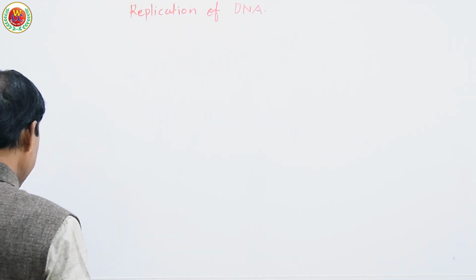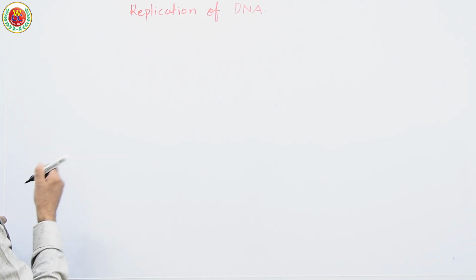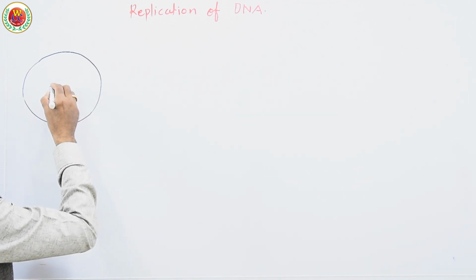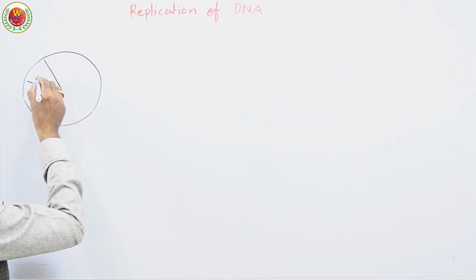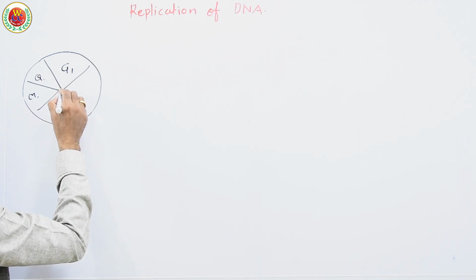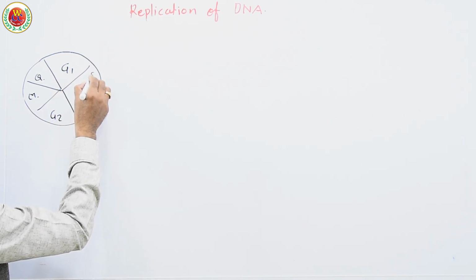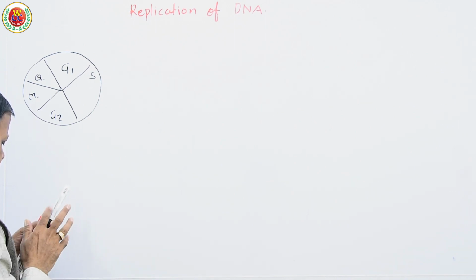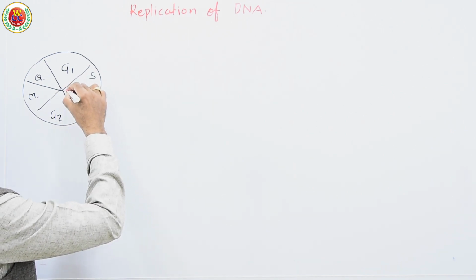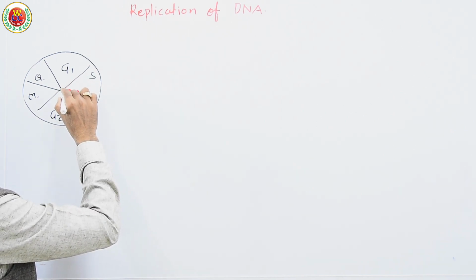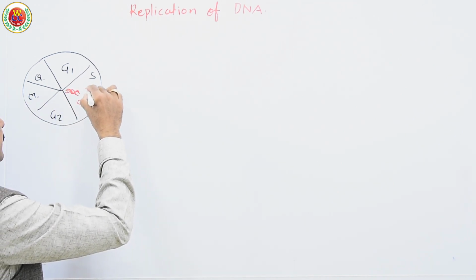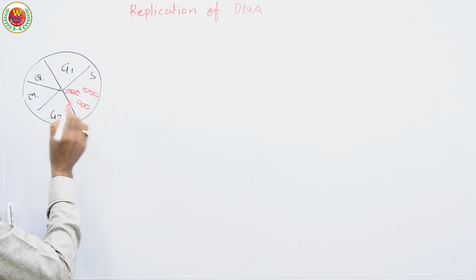It occurs during the synthesis phase of the cell cycle. To understand it, as we have already studied the cell cycle, this is the G0 phase, called the quiescent phase, this is the M phase, this is the G1 phase, this is the G2 phase, and this is called the S phase, during which replication of DNA occurs. This double stranded single DNA forms two copies. Suppose a single DNA becomes double.